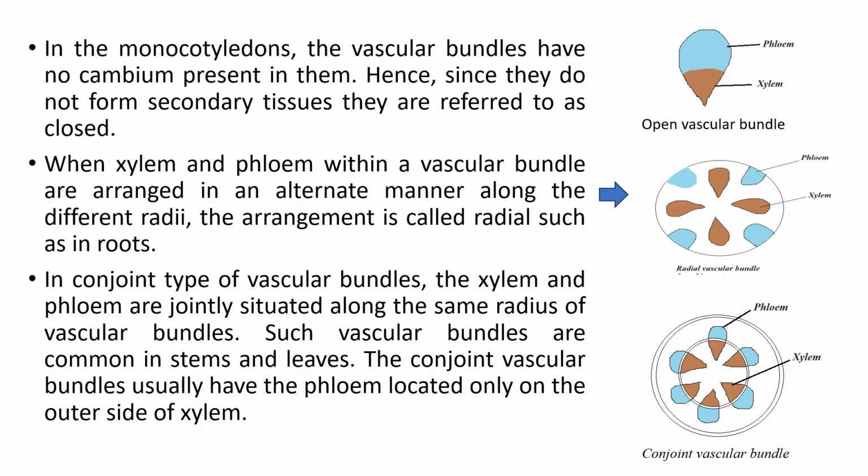Next, in case of monocot, this cambium layer is totally absent, so it is known as, sorry, here I have written that it is open type, but it is closed type. Closed type means it is closed to the secondary growth. That means secondary growth will not occur here. So it is closed type of vascular bundle.